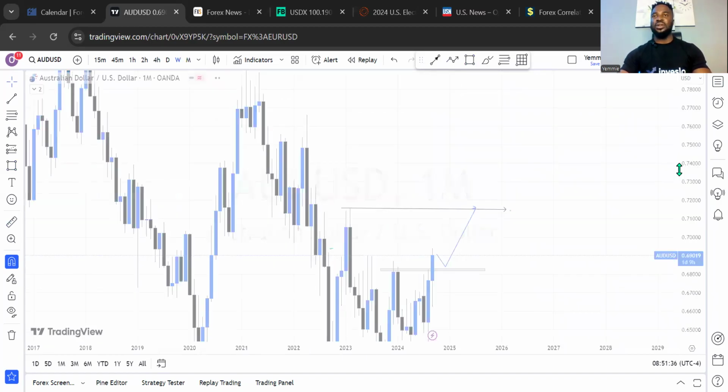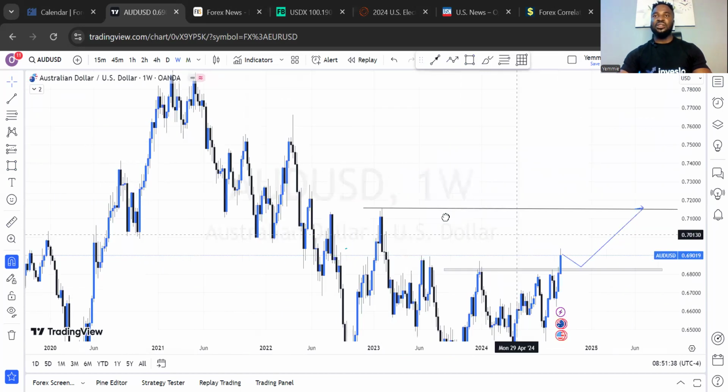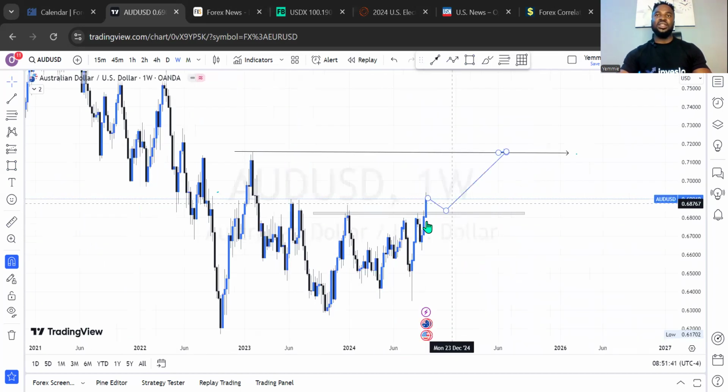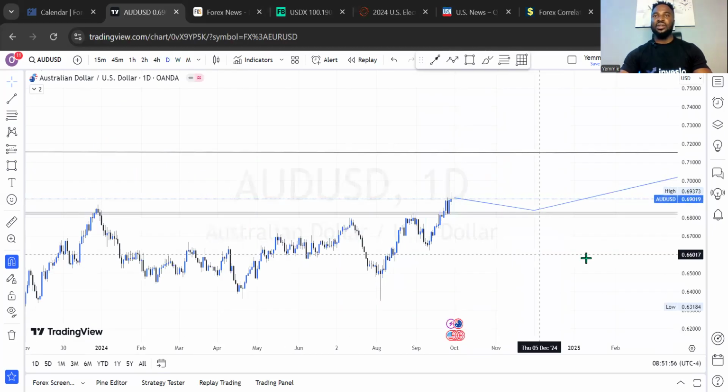Let's go to the weekly time frame outlook on AUD US dollar. The information remains the same. I will be waiting for a bit of this retracement before I jump in a buy for this AUD USD, particularly if you are trading this on a weekly time frame. On the daily time frame, what do we have?